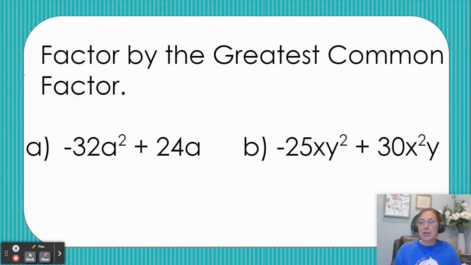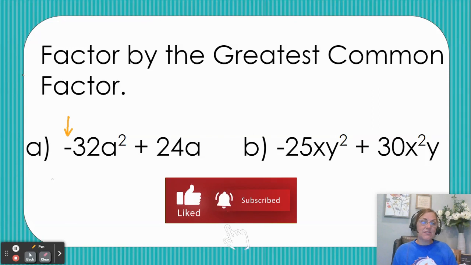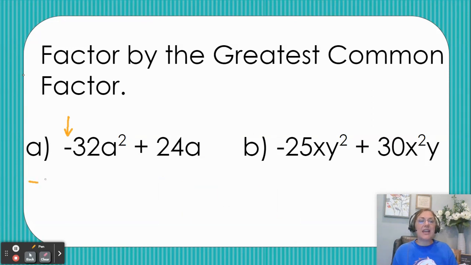Let's look at the first problem here, problem A. I'm asking myself, what's the biggest number that will divide into negative 32 and 24? So I'm thinking 2 and I'm thinking 4, but the biggest one would be 8. And since there's a negative in this first term, I'm going to use negative 8 as part of my greatest common factor. Then look at the variables.